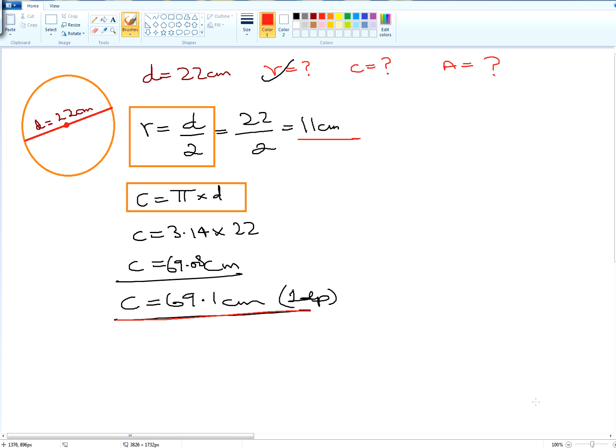Okay, right. So we worked out the radius from the diameter. We worked out the circumference using the diameter given, using the 3.14 value. So we got two answers so far: 11 centimeters for the radius, circumference 69.1 centimeters. Now what's left to work out? Area. Let's work out the area now. And we know that the area is equal to pi times r squared. Remember, area is r squared.